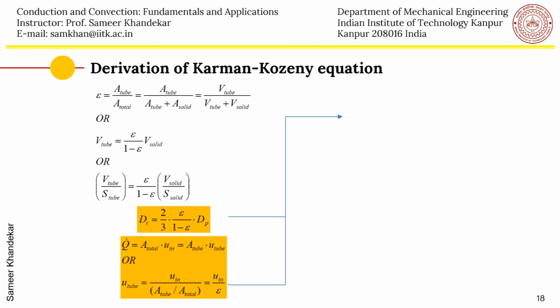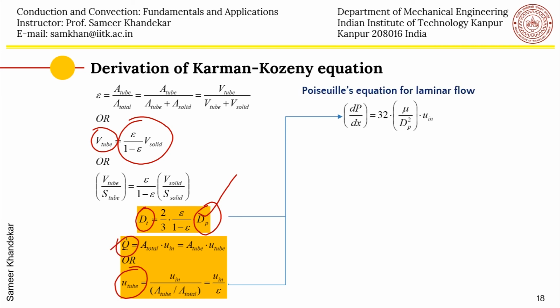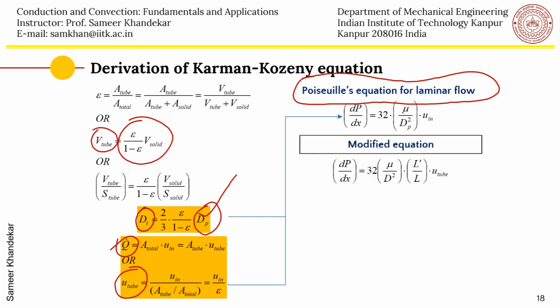We can now use the Poiseuille equation for laminar flow, which you already know, which comes from the application of the simplified Navier-Stokes equation to pipe flow. The difference now is that since the velocity inside the porous media is not known, and we have to work with the superficial velocity, we will multiply by L dash upon L, where L dash is the average length which the particle travels inside the porous media, and L is the length of the porous media. So if this is the porous media, then this is L, and the actual average length which the particle travels through inside the porous media is L dash.